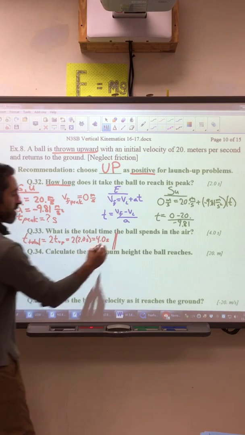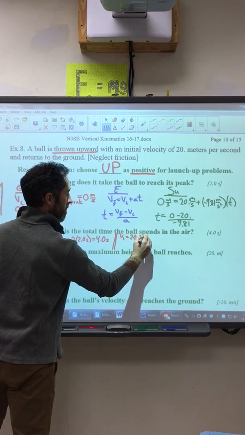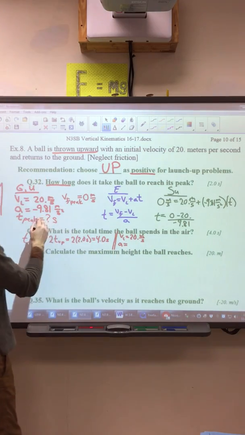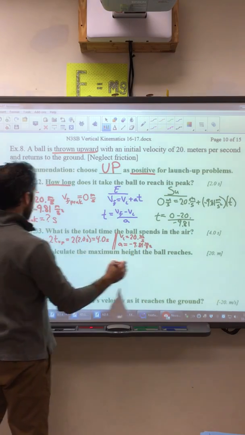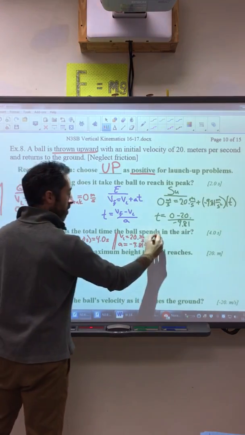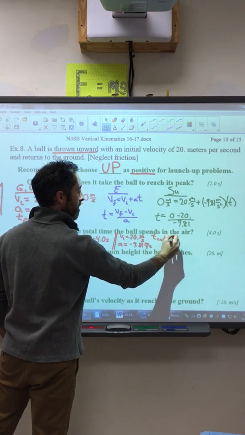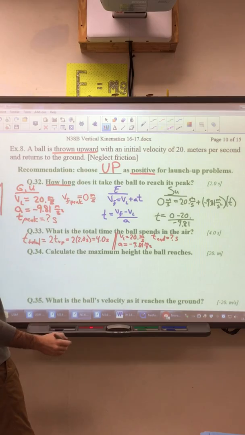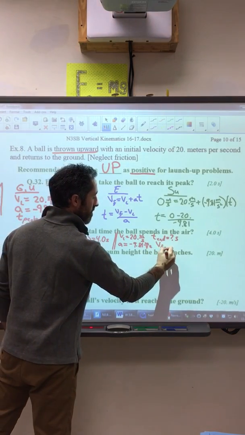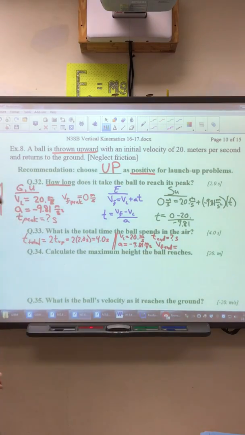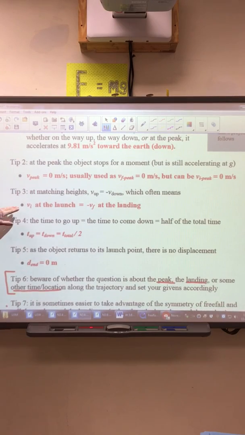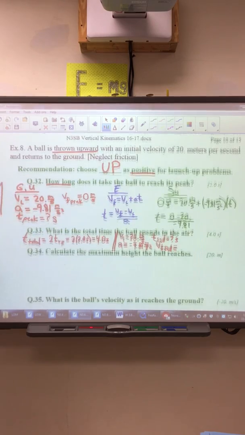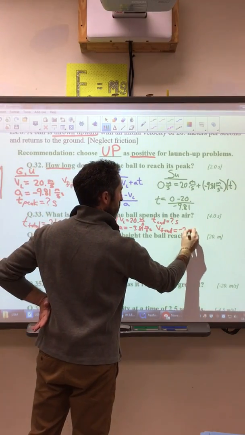Is the VI still 20? Yes. Is the acceleration still negative 9.81? Well, we're still calling up positive, so yes. Is the time at the peak what we still want? Well, no, we still want time, but now we want it at the end. And so, does another given change? Yes, the VF at the end. What's the VF at the end? Well, I would like you to know that the VF at the end is just going to be negative the VI at the launch. So we come over here, and it's just going to be negative 20.